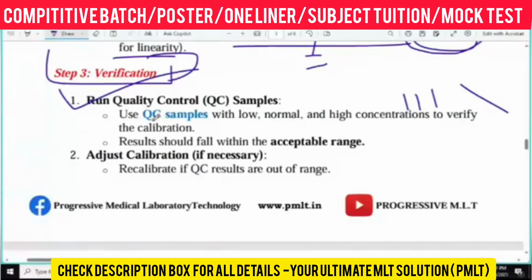See, use the QC sample with low, normal, and high concentration to verify the calibration. You have to run the quality control after doing the calibration, or after running the calibrator you have to run the quality sample. Otherwise you will not be able to understand whether the machine is giving you proper results or not. If I give you one example, whenever we teach students, after teaching them we take the examination, right? Whenever we take the examination, we provide the questions, right?